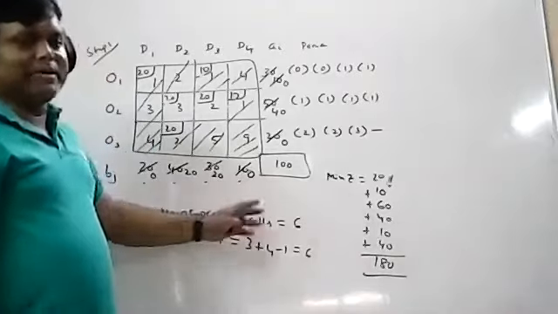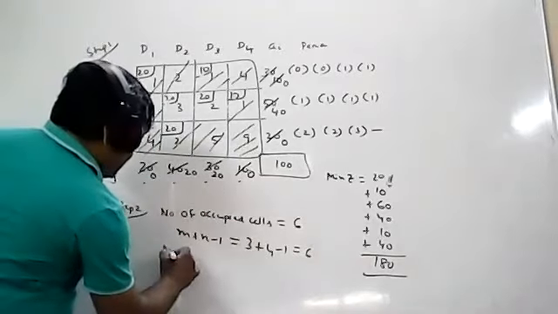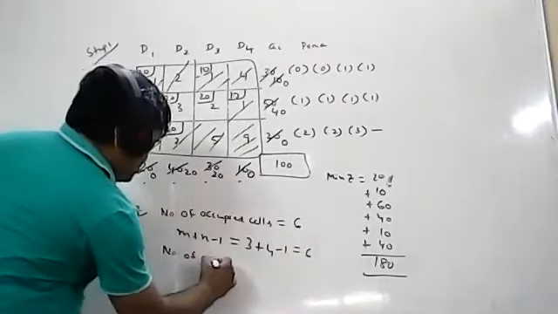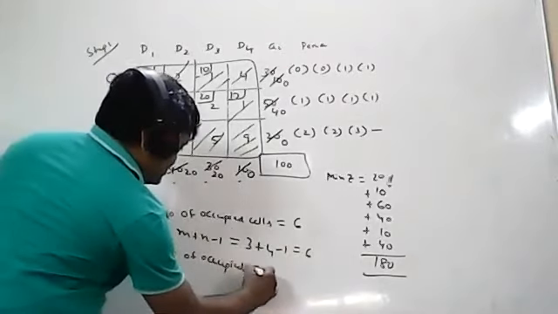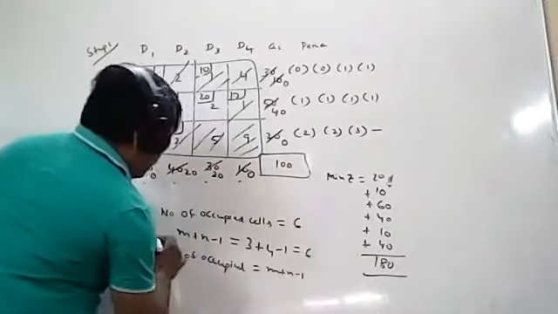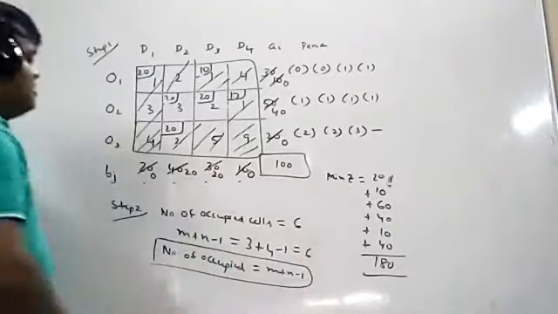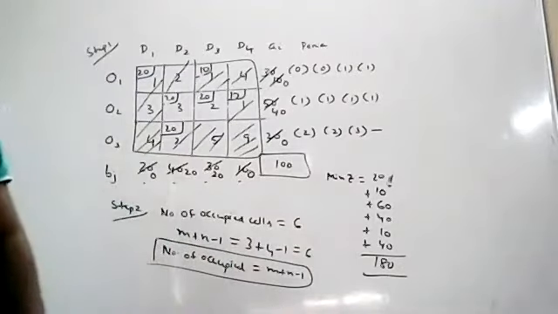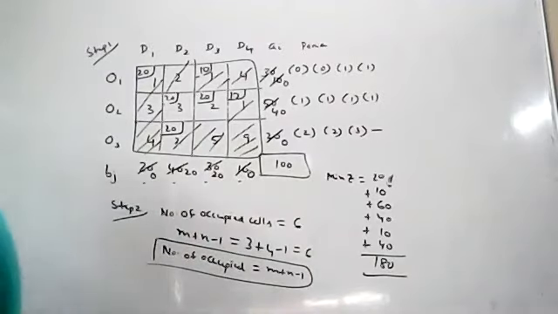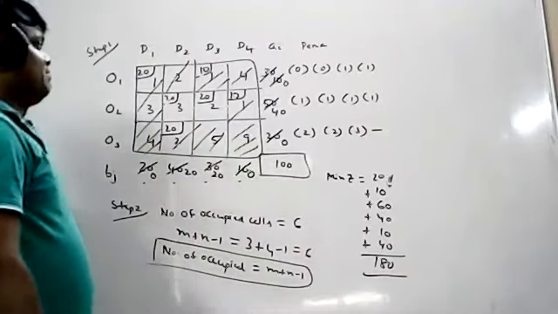But in this case what happened? Number of occupied cells equal to 6. Therefore, number of occupied cells equal to m plus n minus 1. Then go to step 3. Then I can go to step number 3 now.